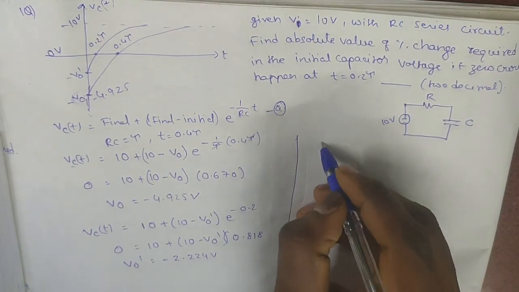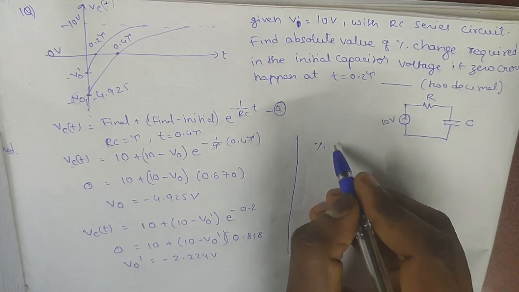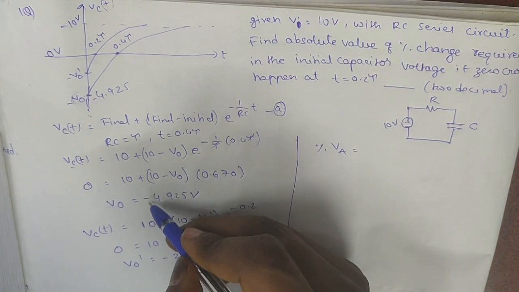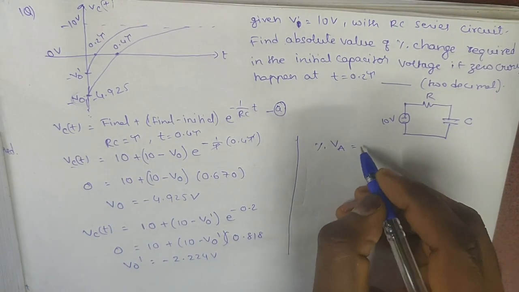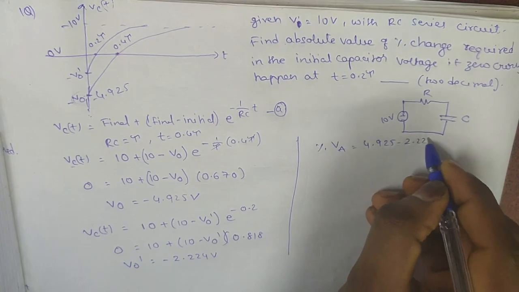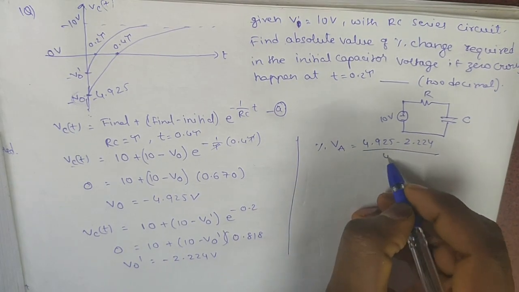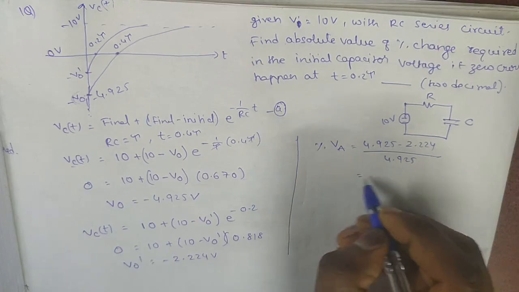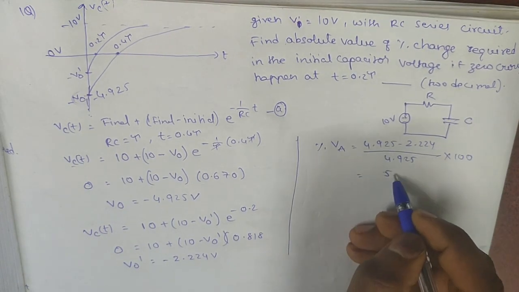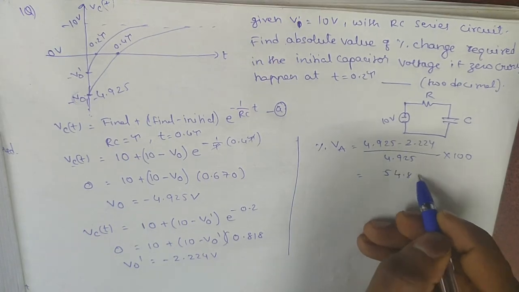So the absolute percentage change. Absolute means we need to take the positive values, as it is negative but we will consider it as positive. 4.925 minus 2.224 with respect to 4.925, into 100, the value will be 54.87%.